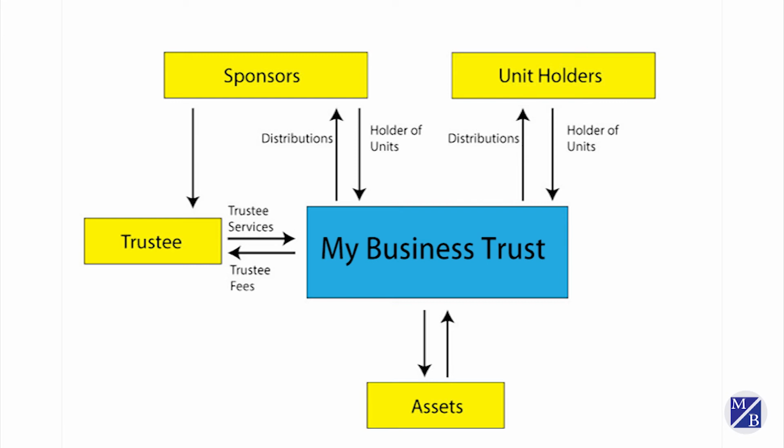In a typical business trust arrangement, I hate to use the word typical, but in some business trust arrangements or structures, you'll have just the trust, the unit holders, and the trustees, and there is no sponsor. But the sponsor structure provides an opportunity for any entity to generate capital other than using bonds and stocks. It's another alternative way to generate capital.